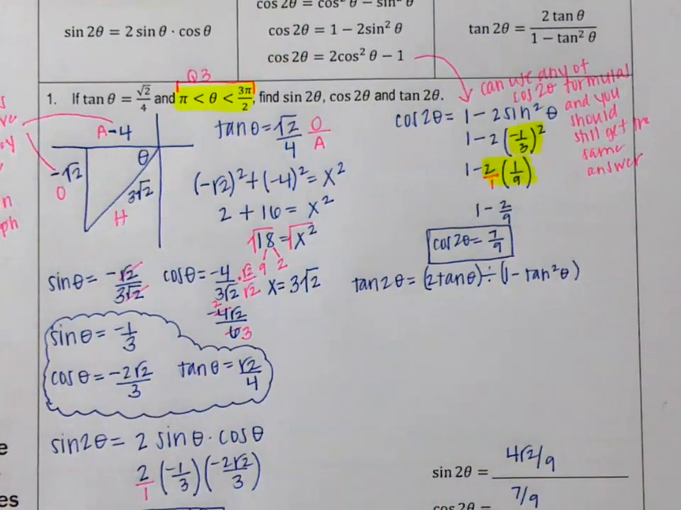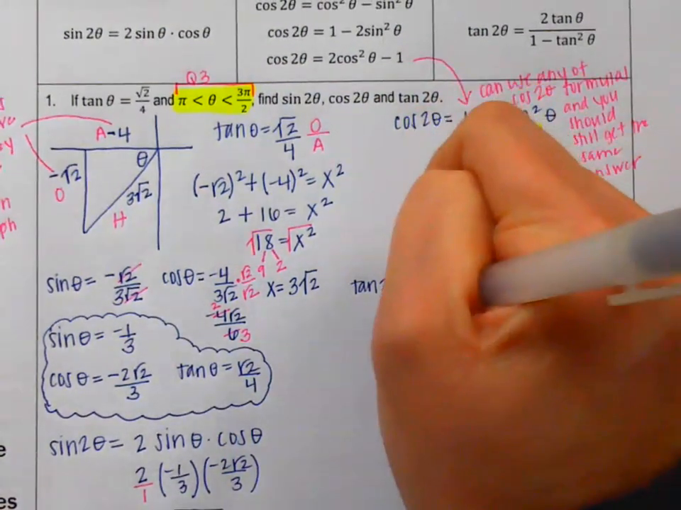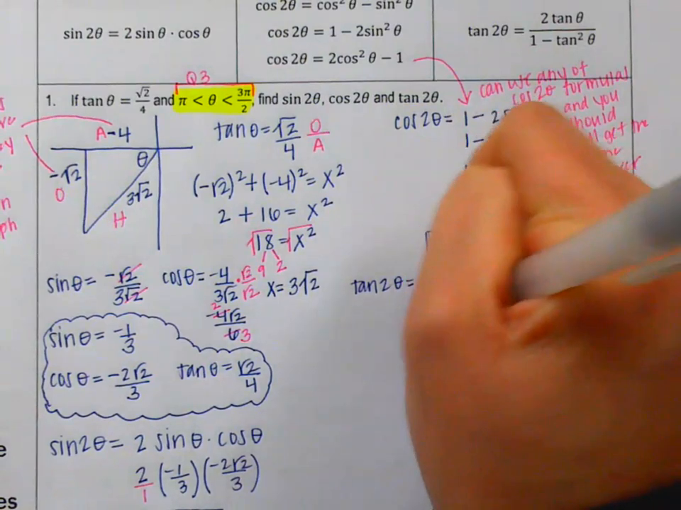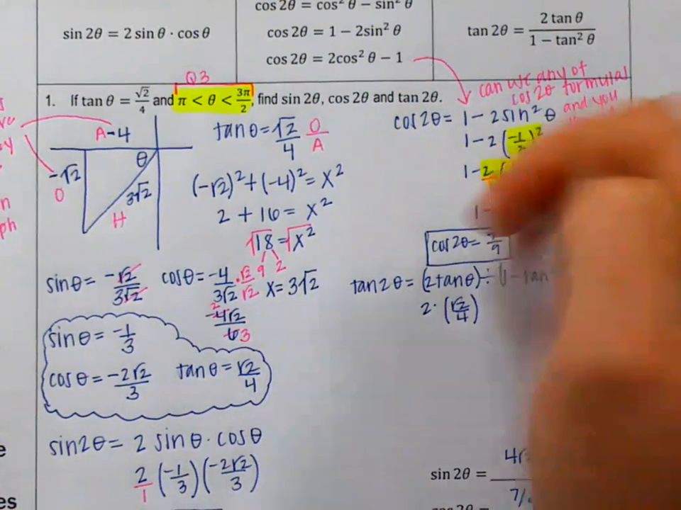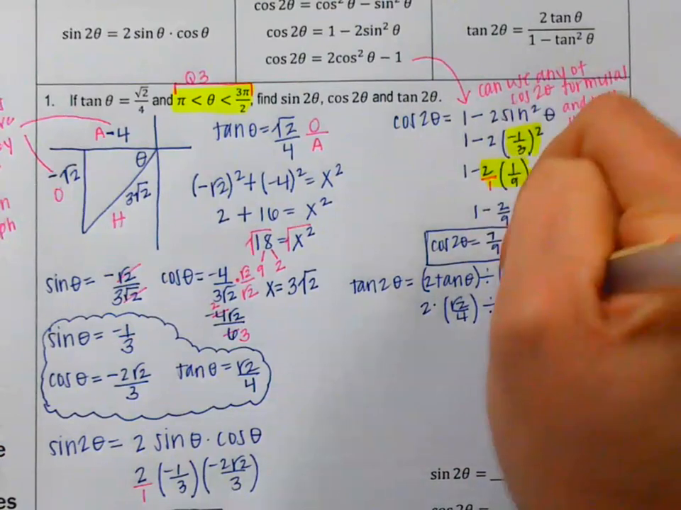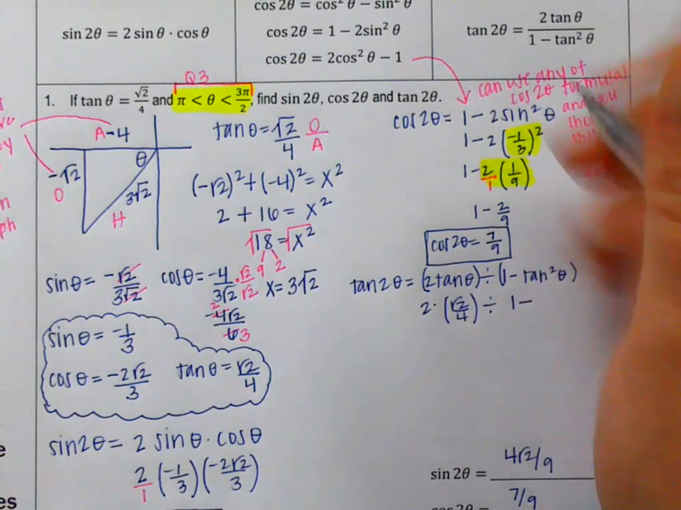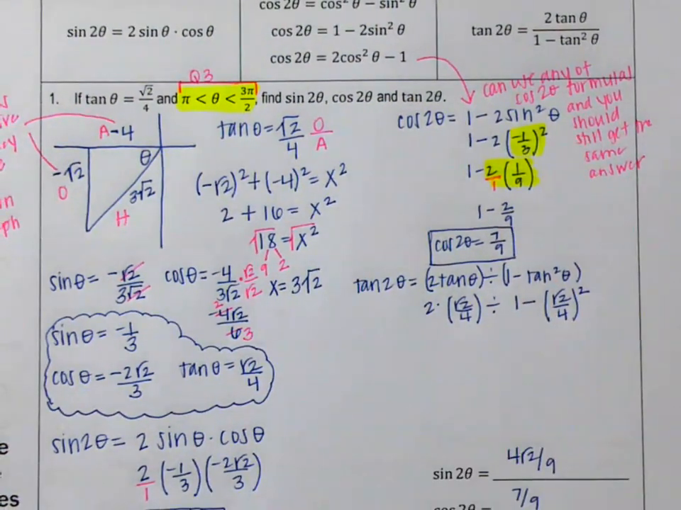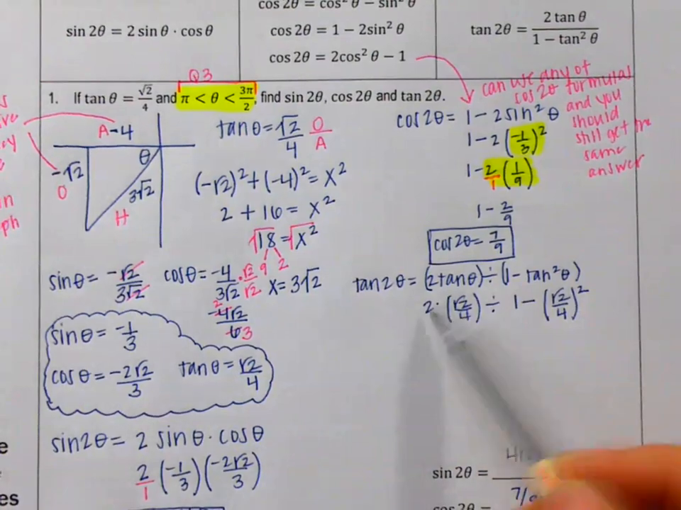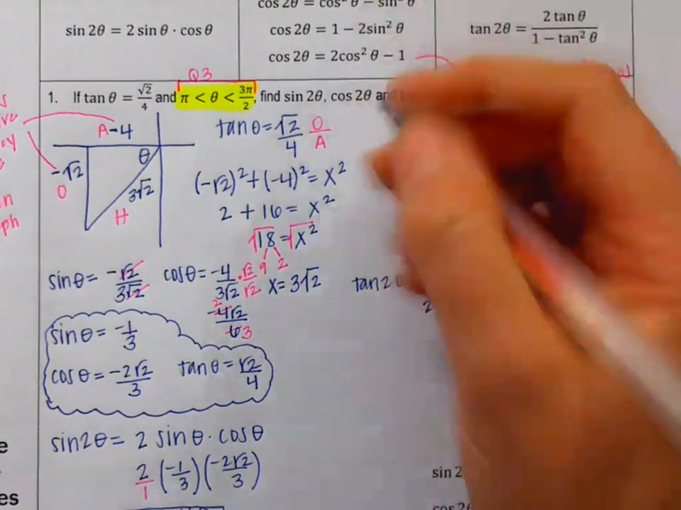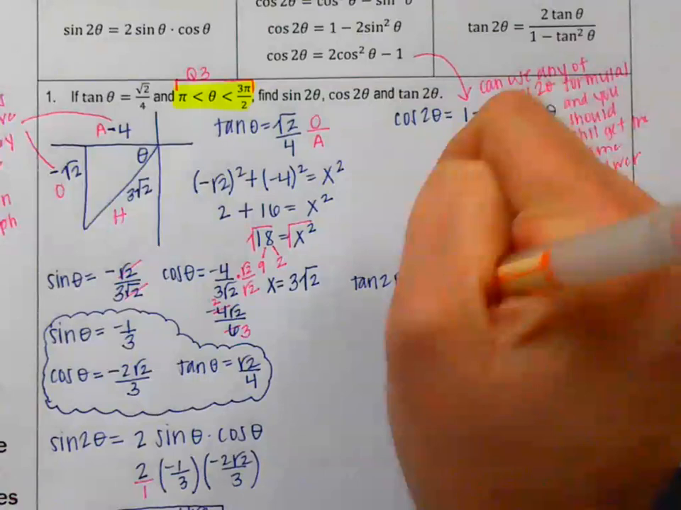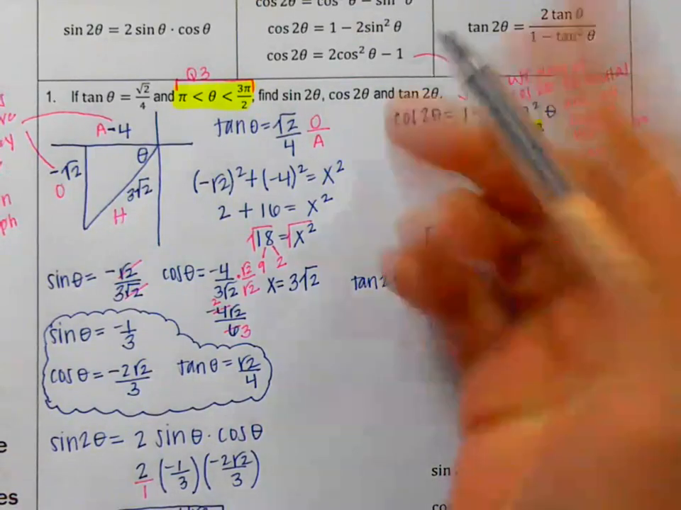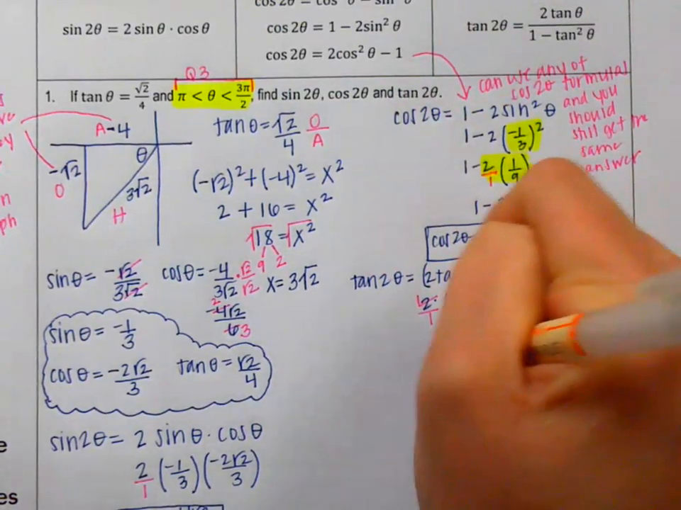Okay, so 2 times tangent theta. So that's going to be 2 times rad 2/4 divided by 1 minus tangent squared theta. So rad 2/4 squared. So right now I'm just going to deal with it kind of part by part, and then we'll put it all together. So first thing I recognize is over here, I can simplify the 2 and the 4. That would be 1 and 2. So that gives me rad 2/2.